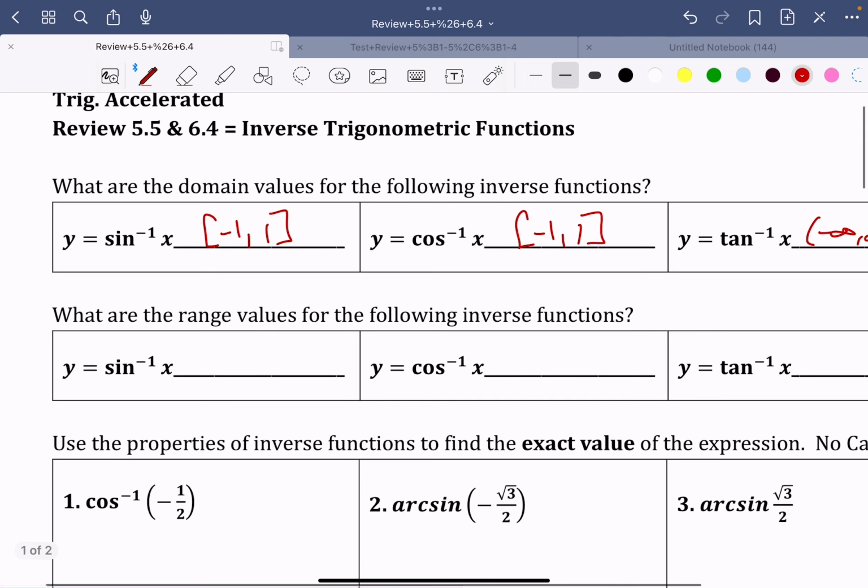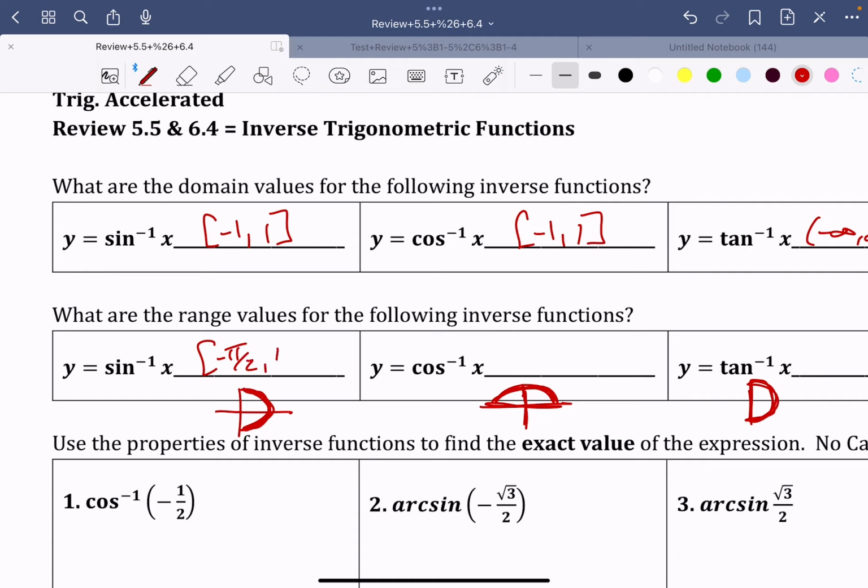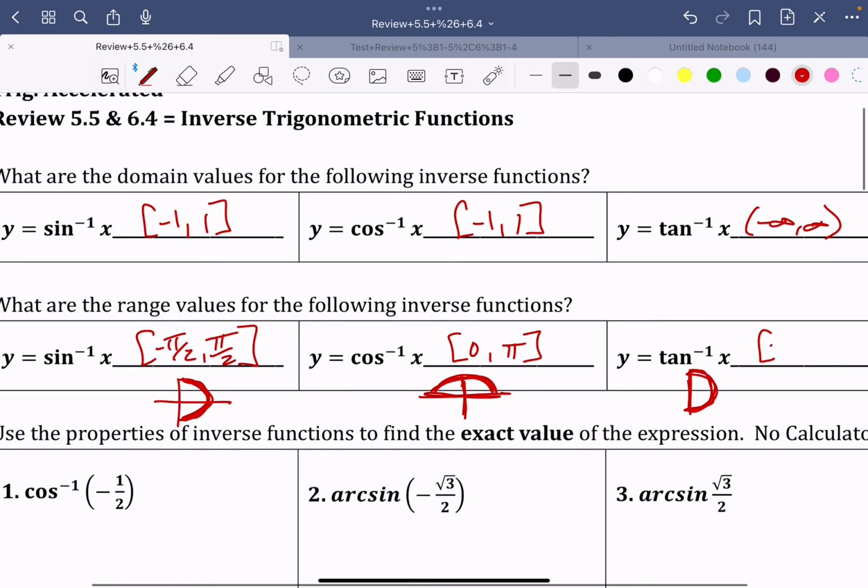What is the range, or what do you get out? That's when we think about those restrictions. So for sine, it's over here. For cosine, it's on top. And then for tangent, it's also over here on the right. So for sine, it's from -pi/2 to pi/2 is what you will get out. For cosine inverse, you're going to get angles from 0 to pi. And for tan inverse, you're going to get -pi/2 to pi/2 out of that function.